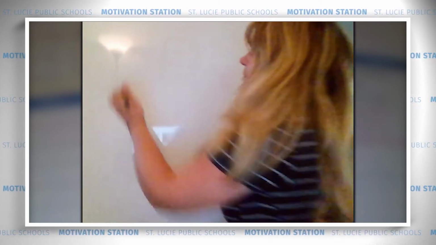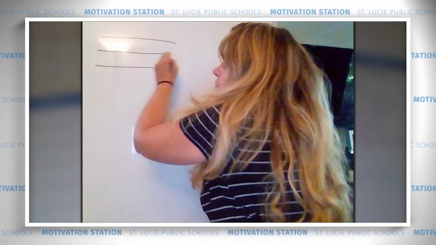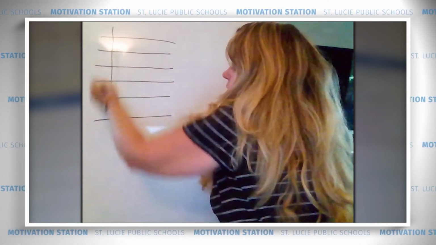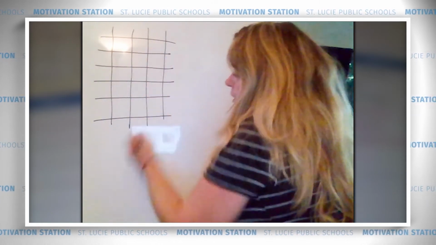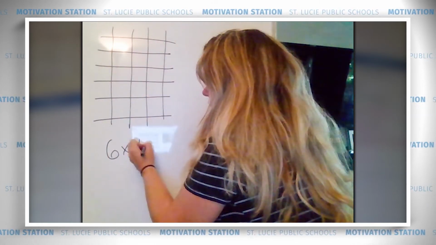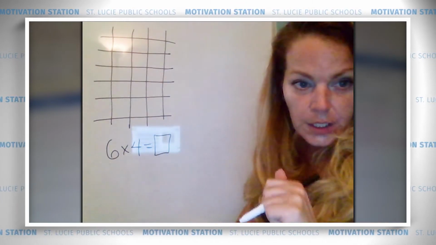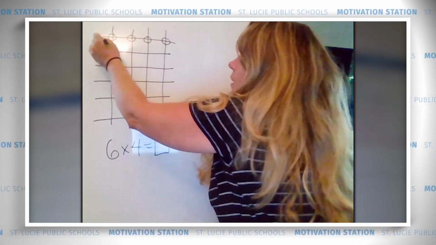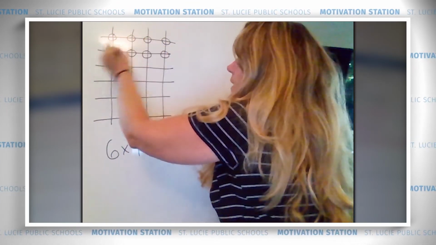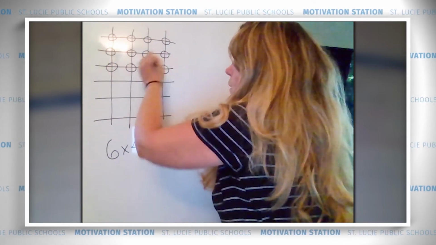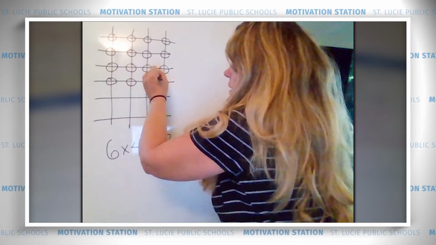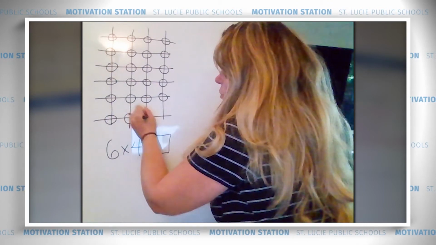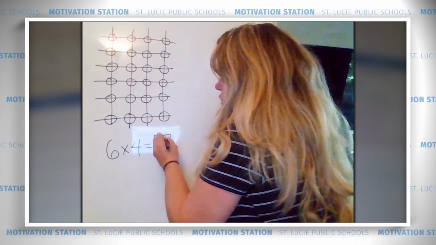All right, so number 3, I have 6 rows with 4 columns. So my equation is going to be 6 times 4 equals some product. Circling all those where the lines cross or all those intersections. 1, 2, 3, 4, 5, 6, 7, 8, 9, 10, 11, 12, 13, 14, 15, 16, 17, 18, 19, 20, 21, 22, 23, 24. I get a product of 24.